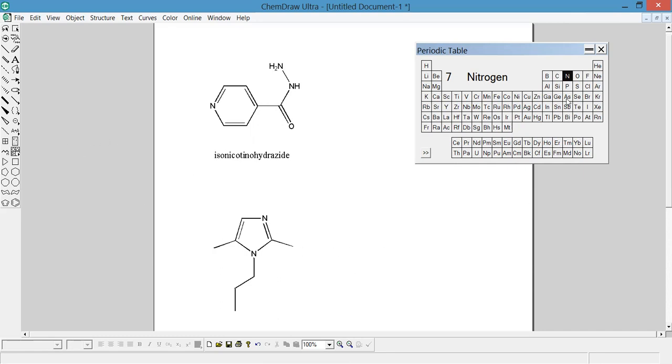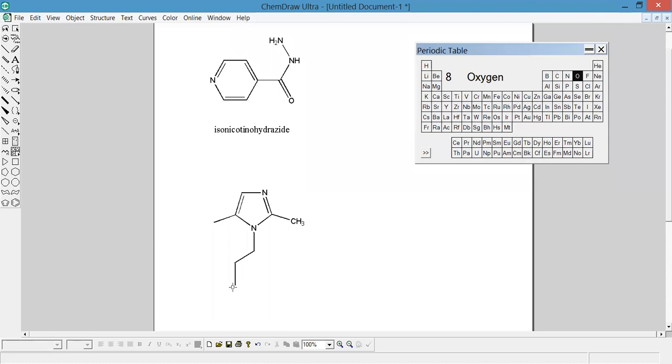Now it has CH3. Select the carbon and put CH3 on one of the carbon atoms. Now select the oxygen atom and put it here as an OH group. Now select the nitrogen atom and put it here as an amine group, as a functional group. Now go to the edit button for text and convert this NH2 to NO2, the nitro group. This is the structure of metronidazole.